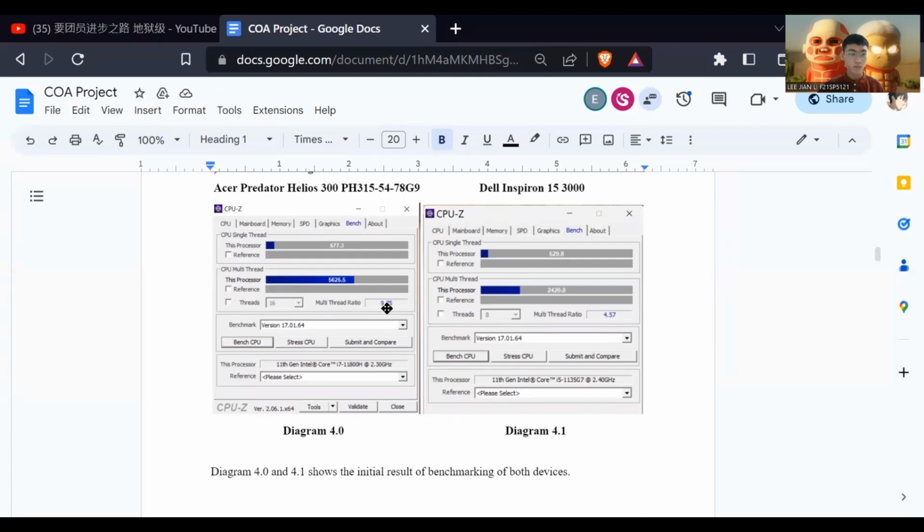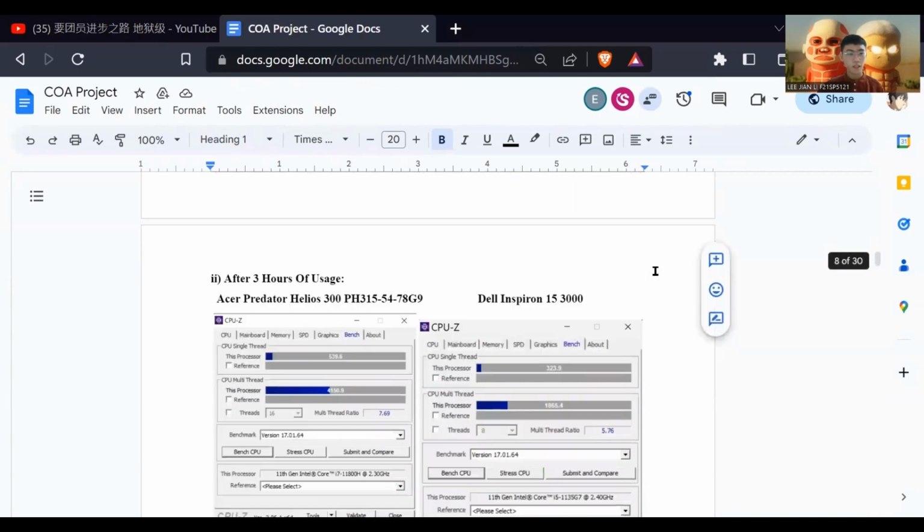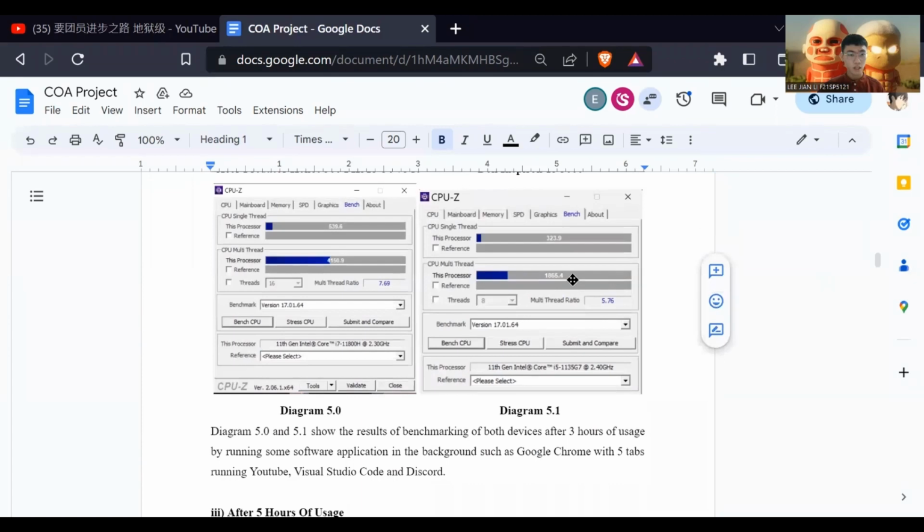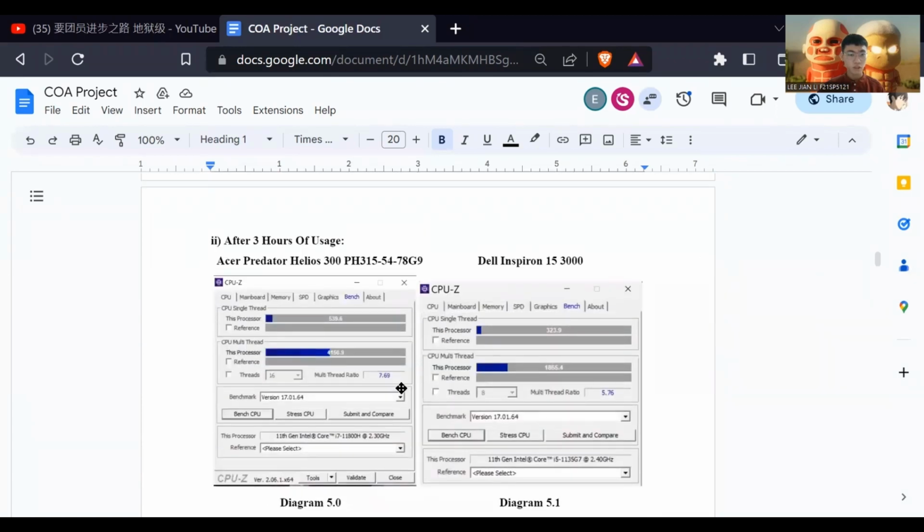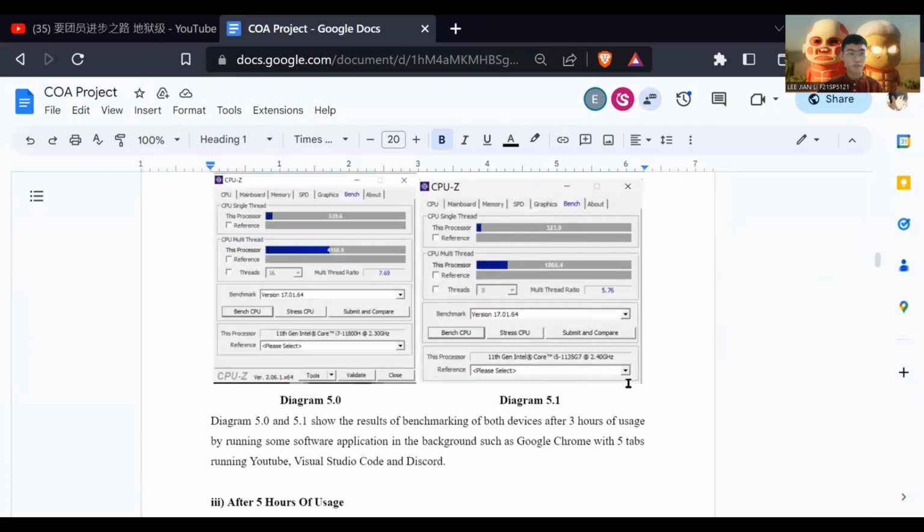As you can see, the Acer Predator reached a multi-thread ratio of 9.75 and the Dell Inspiron 3000 reached a multi-thread ratio of 4.57. After 3 hours, the Acer laptop's multi-thread ratio decreased to 7.69, but the Dell Inspiron 3000 increased to 5.76.